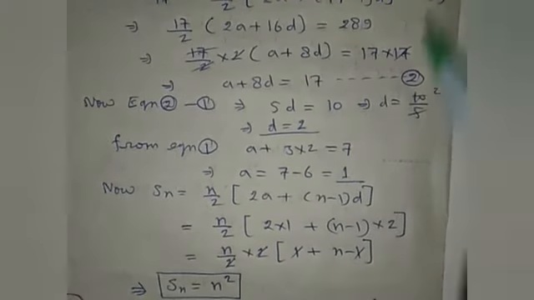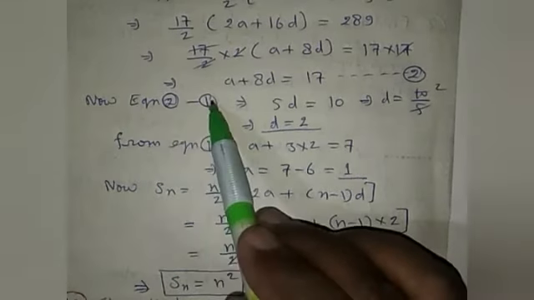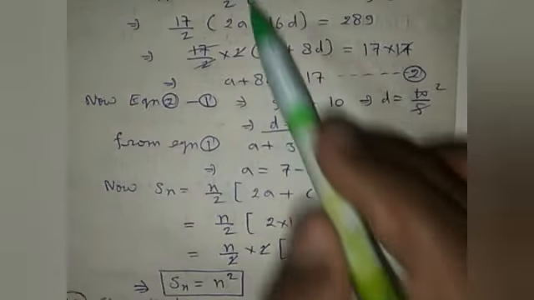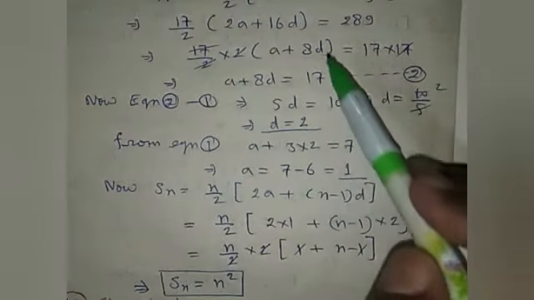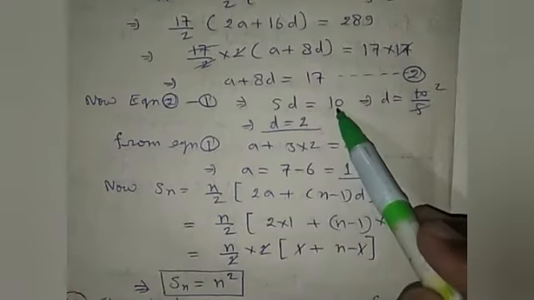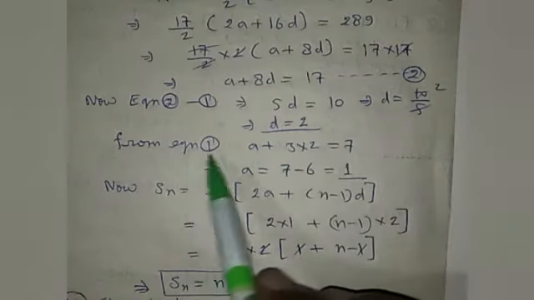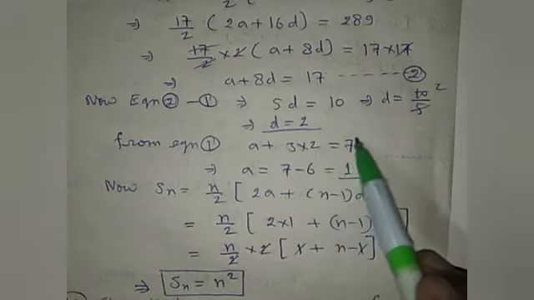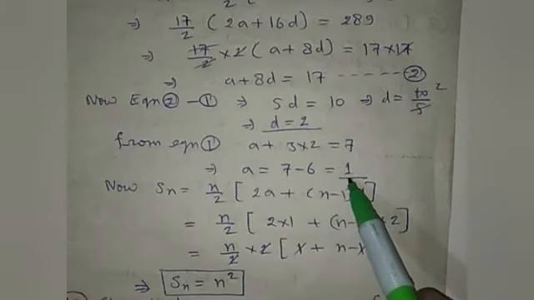Now solving these two equations means here subtract equation 1 from 2. So you will get here 8D minus 3D equal to 5D. A is cancelled out. So it is equal to 17 minus 7, that is 10. So D is equal to 2. Now from equation 1, A plus 3D means A plus 3 into 2, that is equal to 7. So here A equal to 7 minus 6, that is equal to 1.